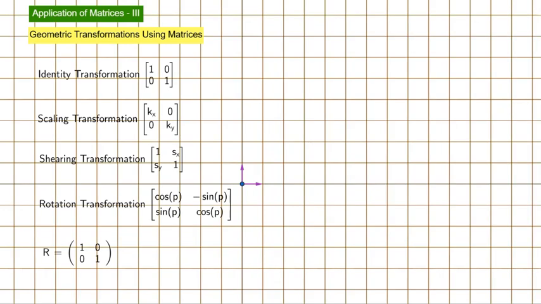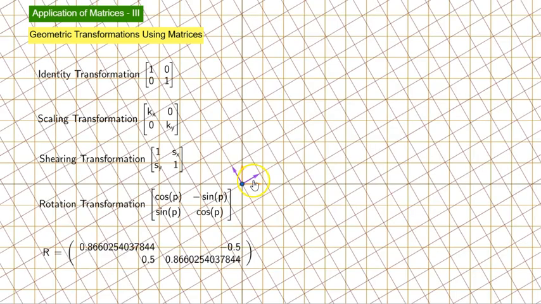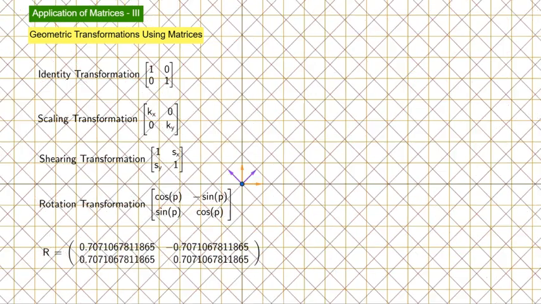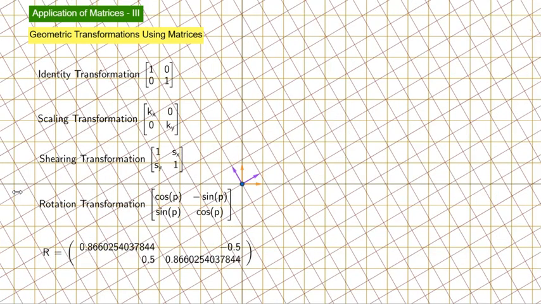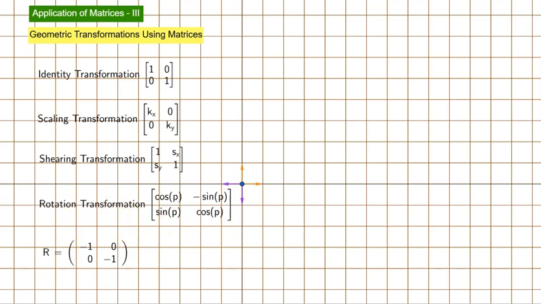Now, let's change the angle. If we change the angle to, let's say, pi by 6, here we have a 30-degree angle. That means it has rotated anti-clockwise by pi by 6. So the entire grid has changed. Let's say pi by 4. Similarly, pi by 6. And let's say pi. So that is rotation transformation.